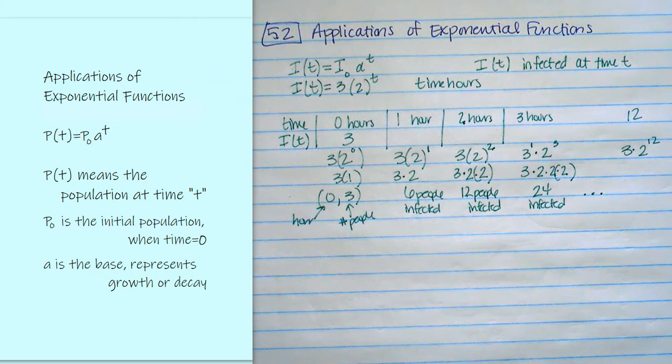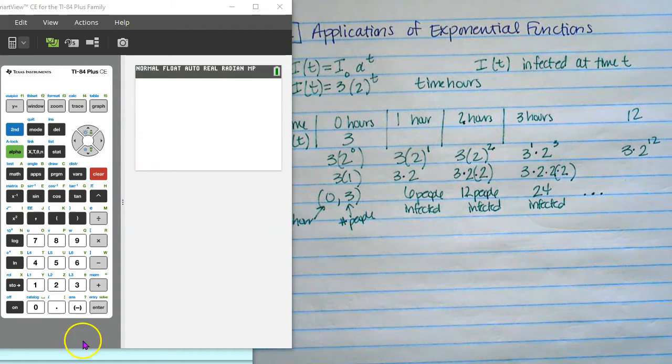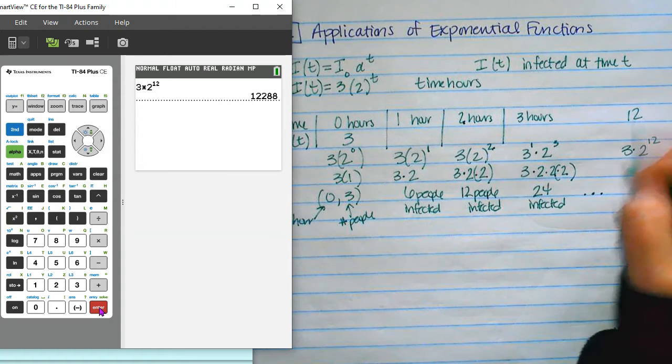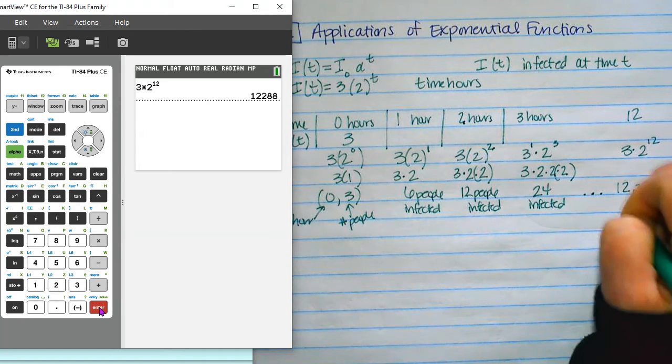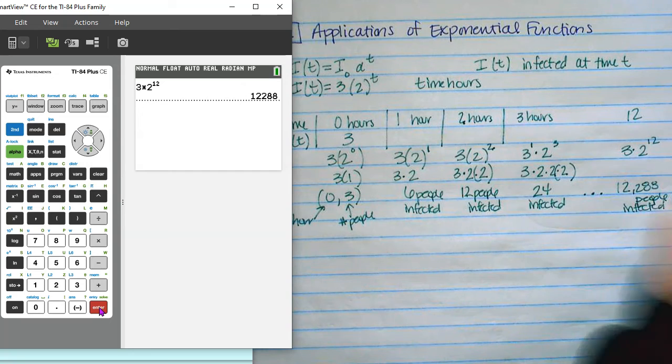And at that point, we take out our calculator to find out what 2 to the 12th is because it's really gigantic. Let's see what that is. So here's our calculator. We've got 3 times 2 raised to the power 12. And that's 12,288 people. So that's going to be 12,288 people infected. Now, is that realistic?